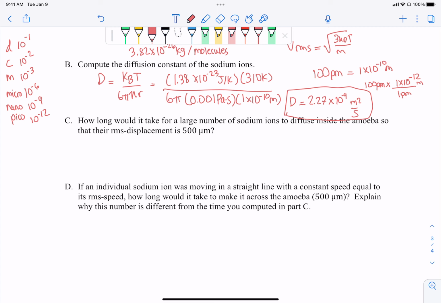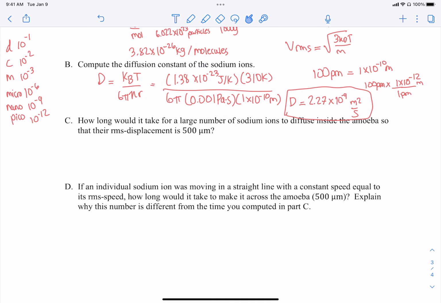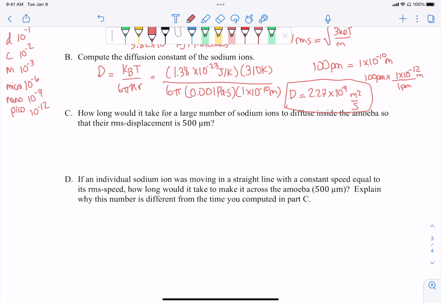So that would be "no answer" or "need more information" or "you can't figure it out." I don't know if they pull a multiple choice question like that. But you can't figure that out because everything that we do here is with averages. So I can figure out average distance, average time, all that, but I can't figure out an exact number. That's why they say a large number of sodium ions, right? So that allows you to solve the problem.